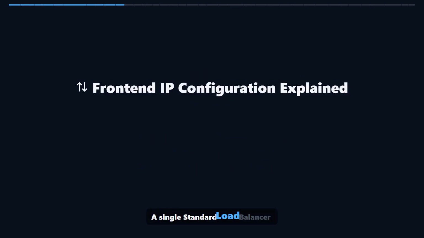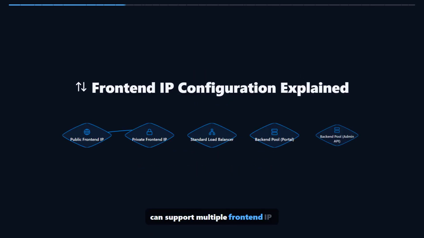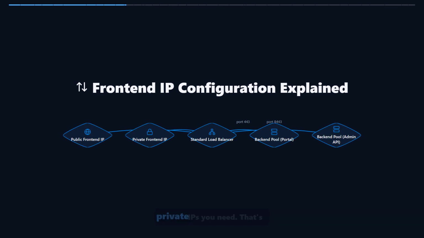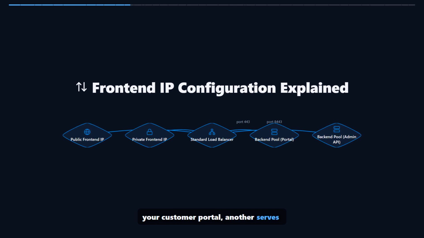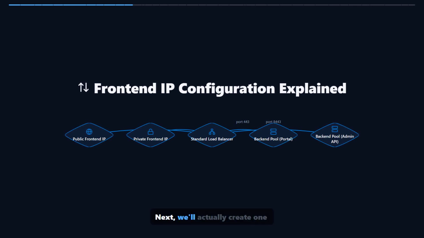A single Standard load balancer can support multiple Frontend IP configurations, any combination of public and private IPs you need. That's how you build a multi-tenant environment without spinning up a new load balancer for every app. One Frontend IP serves your customer portal, another serves an internal admin API, and each one is wired to a completely separate backend pool. Next, we'll actually create one with the CLI.